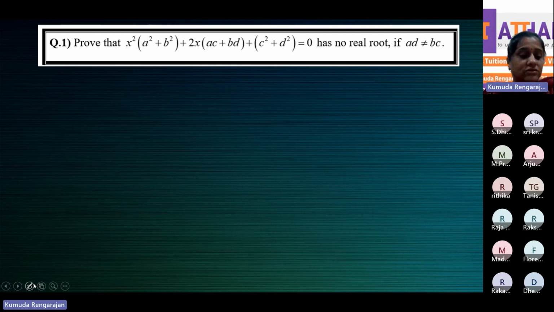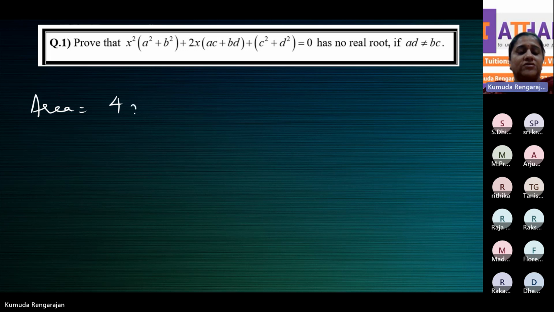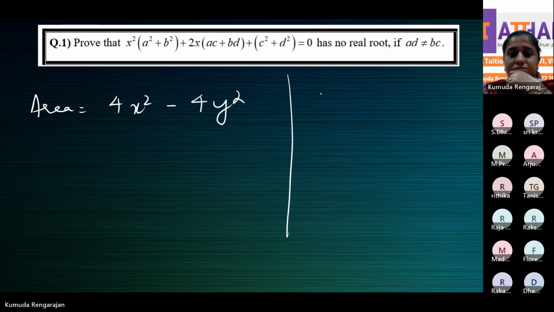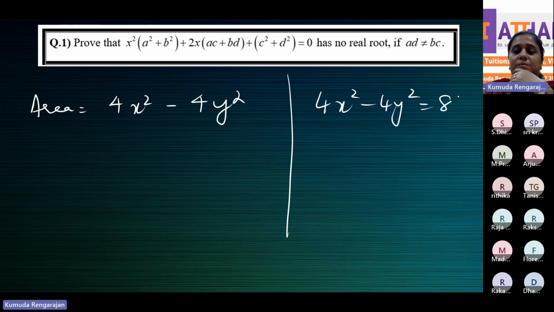Okay, so children, please get this difference. Suppose you're finding the area, and you have something like 4x square minus 4y square. Can you divide by 4 here, children? Can you divide by 4 as against this one? Supposing you have 4x square minus 4y square is equal to 8.